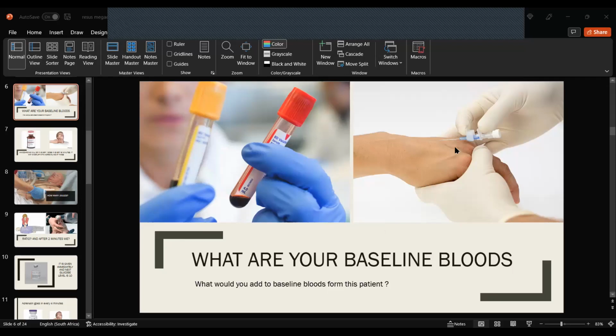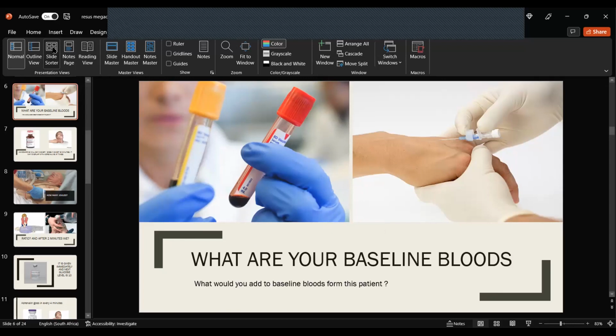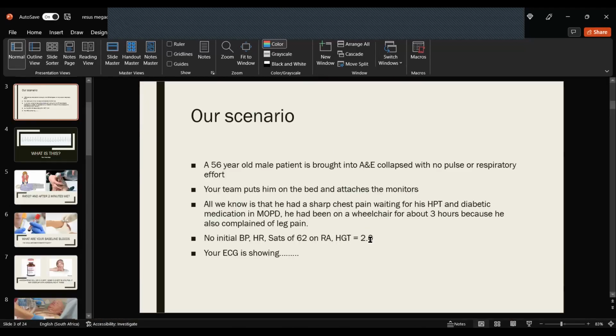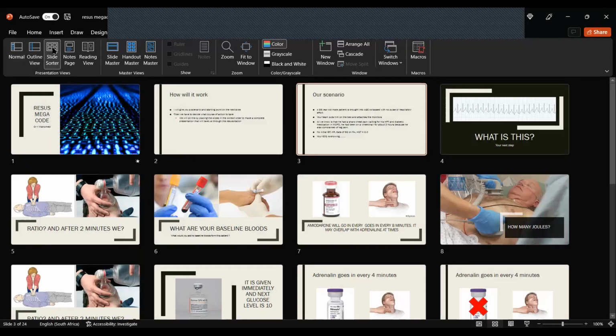All right, so now you've got your lineup. Once you've got your lineup, what's the first thing that you're going to give to this patient, considering he's got an HGT of 2? We're already bagging him, we're already giving him CPR and things like that. What would you like to give him now?